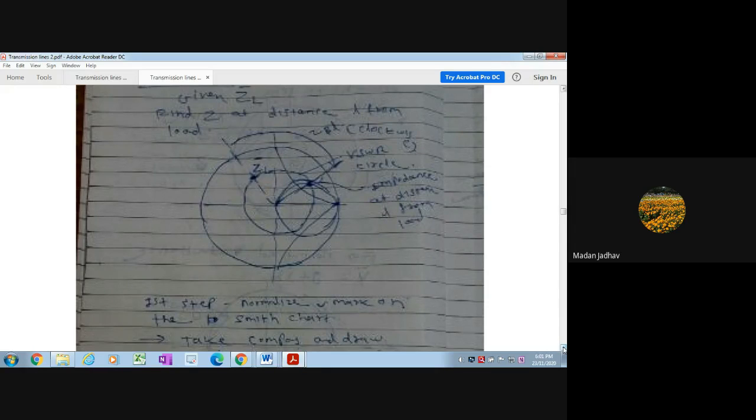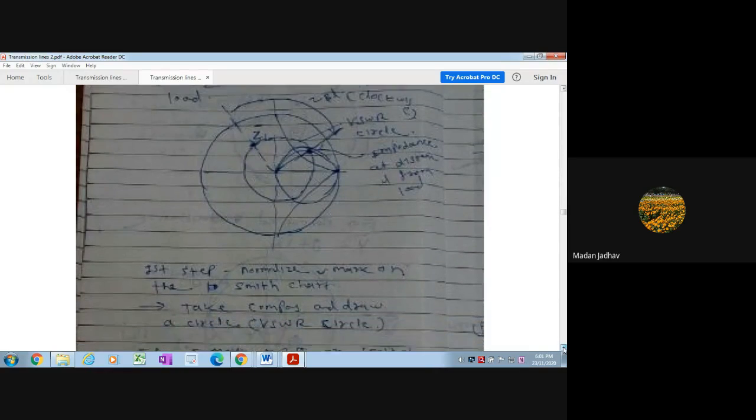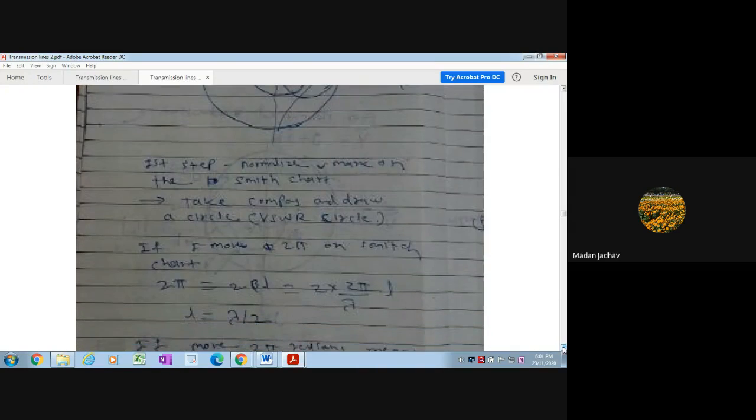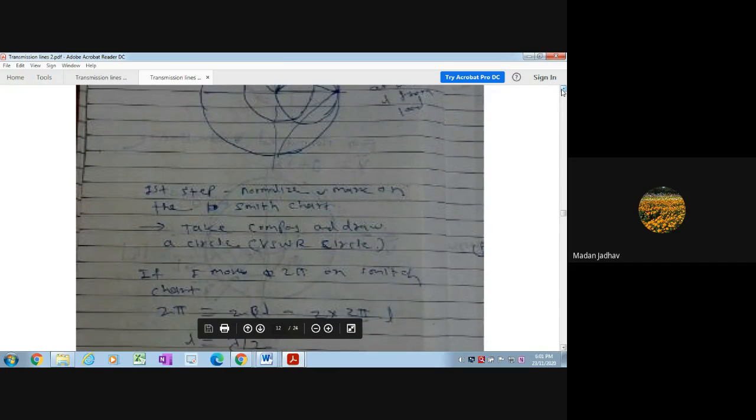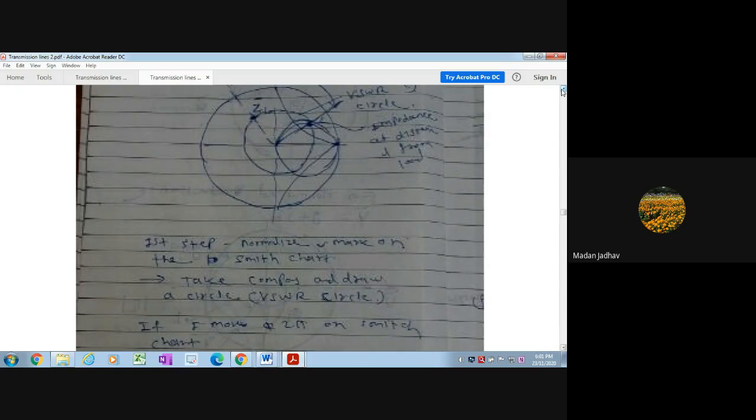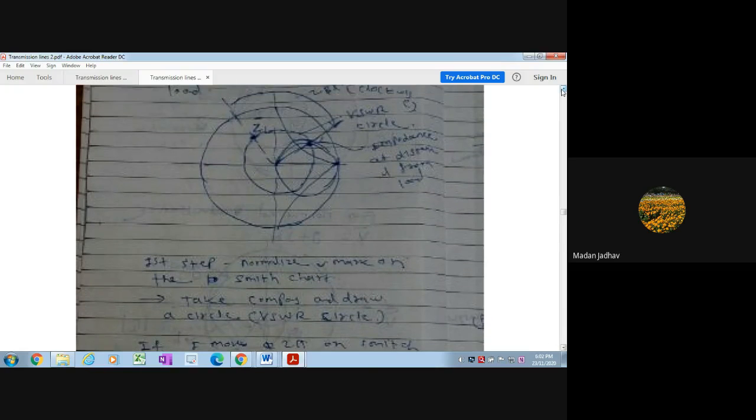Then you have to find out the unknown impedance at distance L from the load. Suppose the load is located at this point. This is the location of the load. You have to move some distance so that you will get another impedance, which is the unknown impedance, along this VSWR circle.